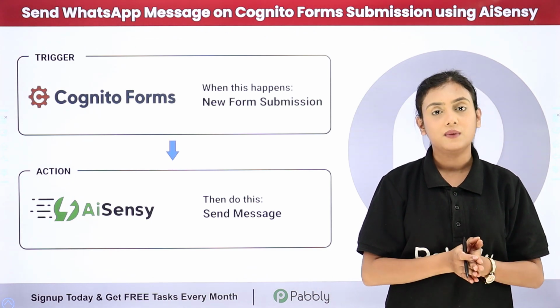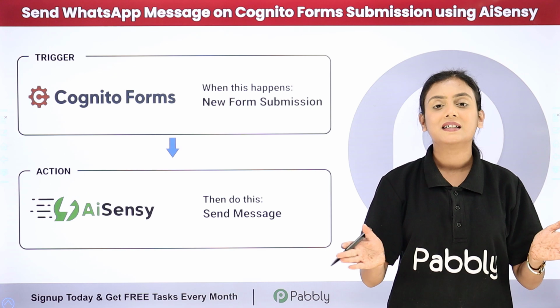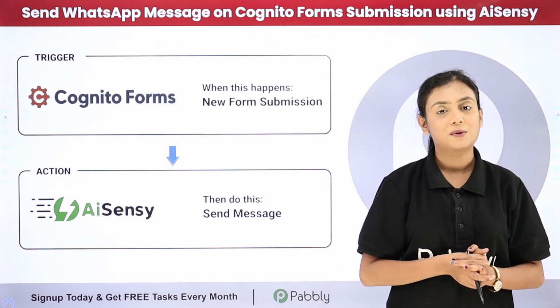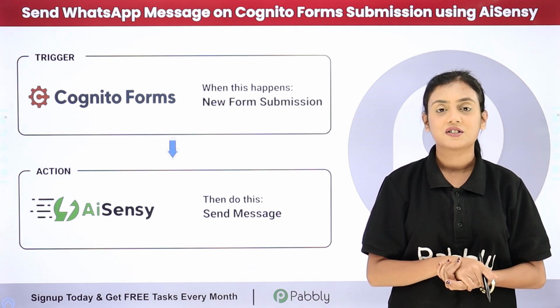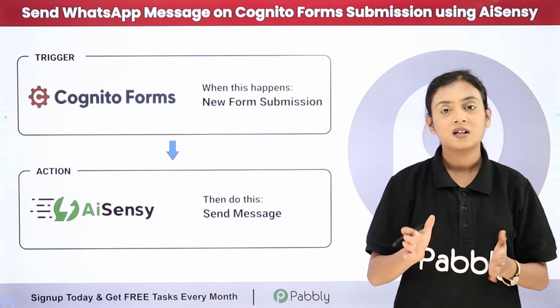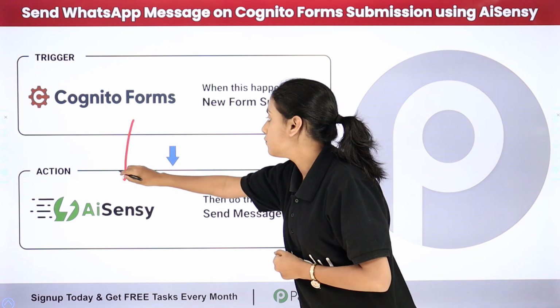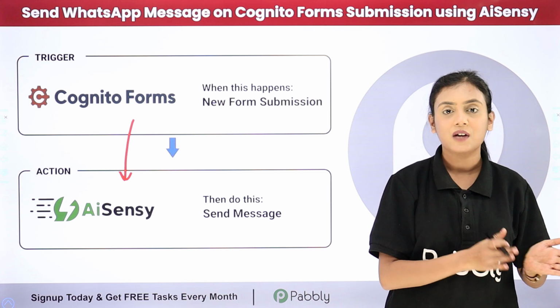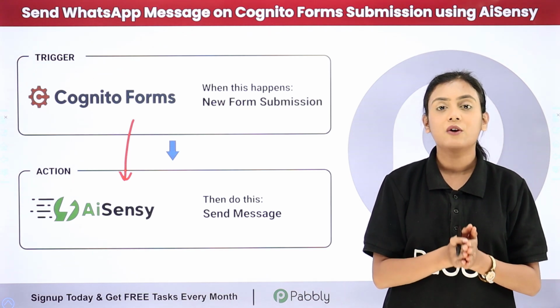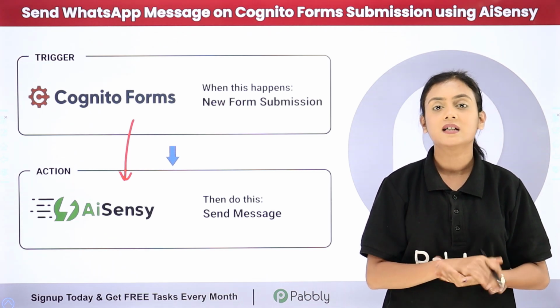Now, doing this manually is very time consuming. So what I did was I simply automated this entire process with the help of Pabbly Connect, which is an amazing automation and integration software. And here in this automation, I am going to build a connection between Cognito form and WhatsApp by AiSensy. With the help of WhatsApp by AiSensy, I have created a message template with the help of which I am going to be sending messages to all the customers.